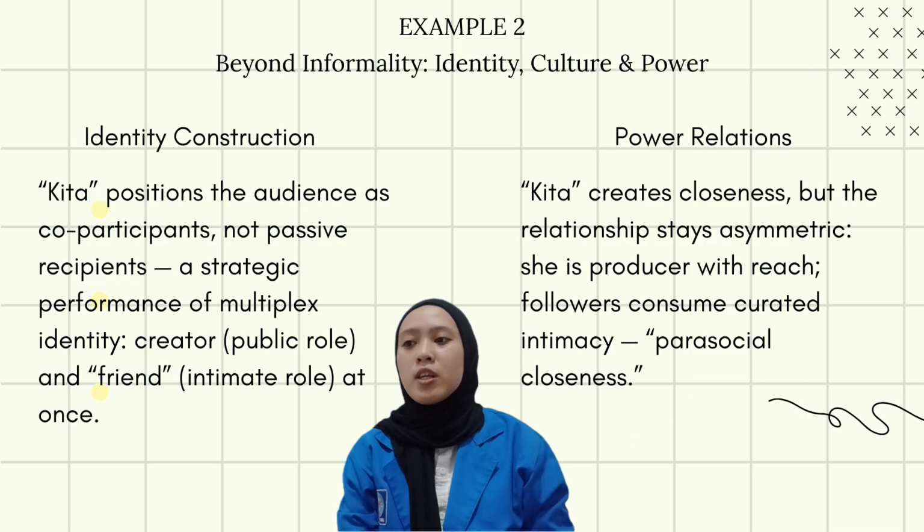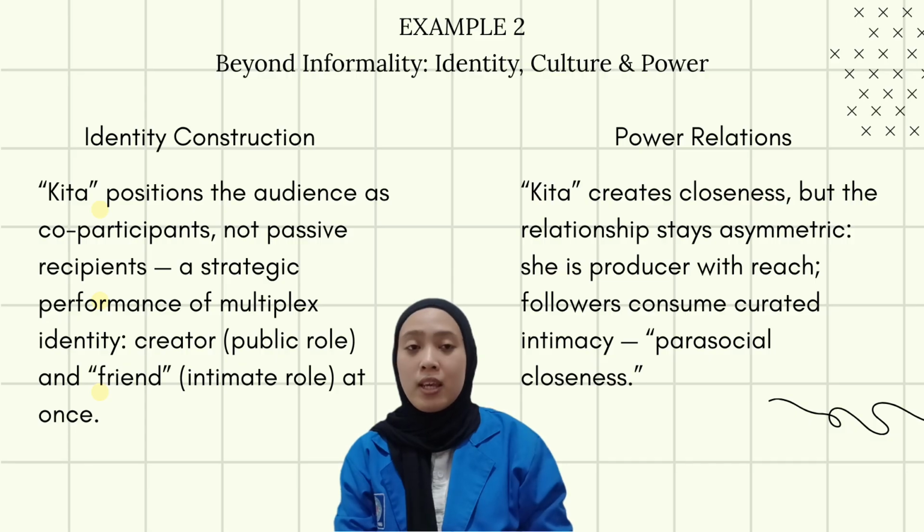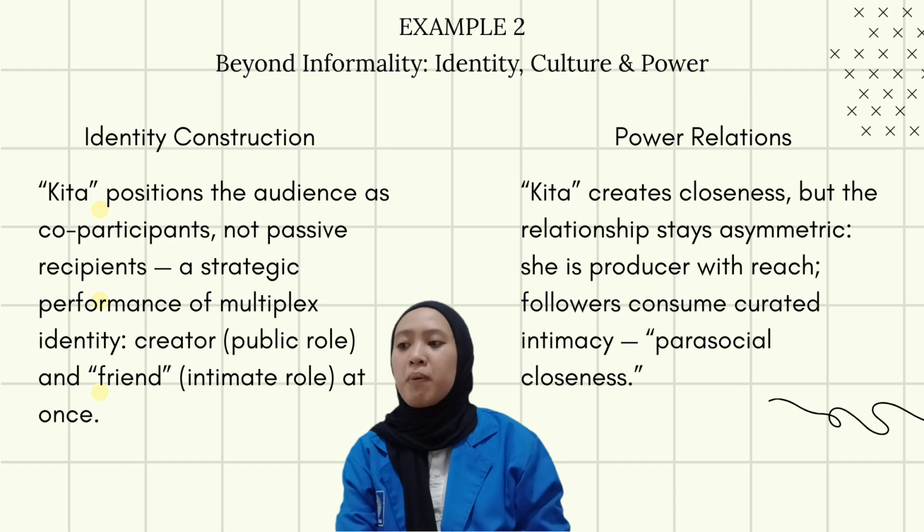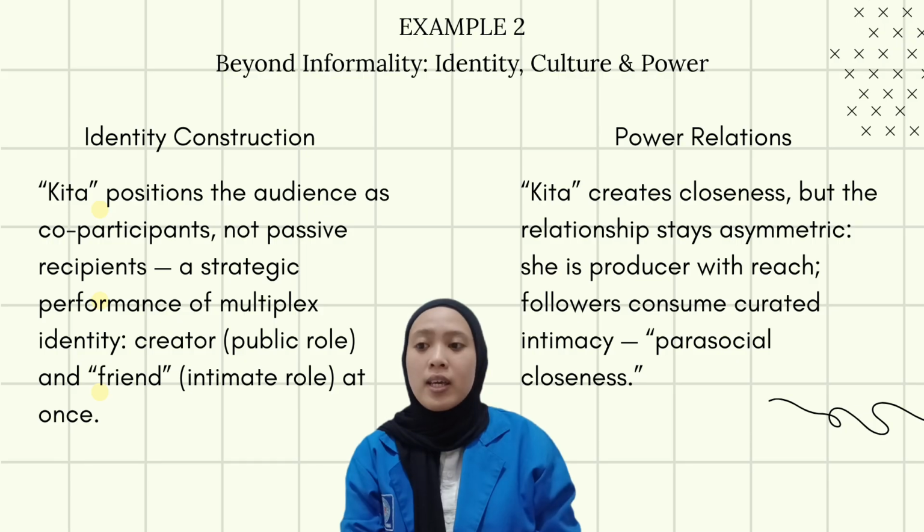Example 2, beyond informality: identity, culture, and power. Identity construction. Kita positions the audience as co-participants, not passive recipients, a strategic performance of multiplex identity, creator, public role, and friend, intimate role at once. Power relations. Kita creates closeness, but the relationship stays asymmetric. She is a producer with reach. Followers consume created intimacy.